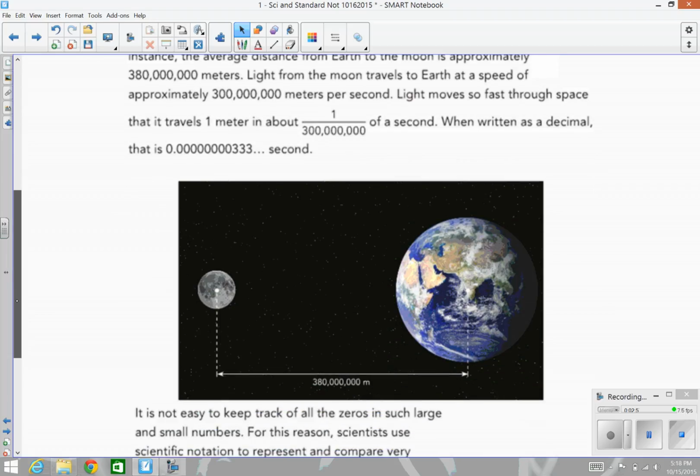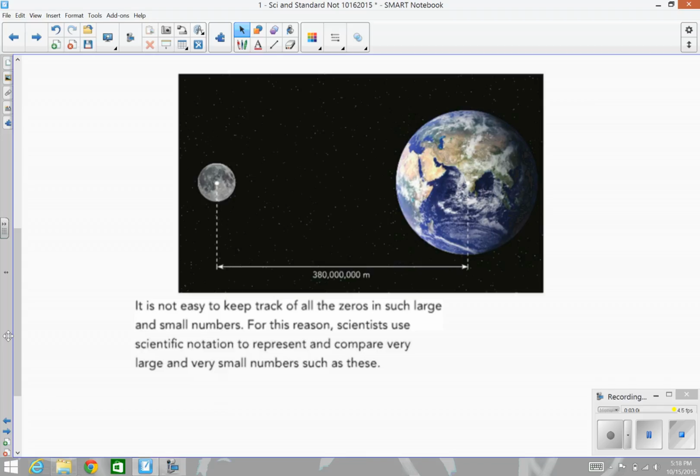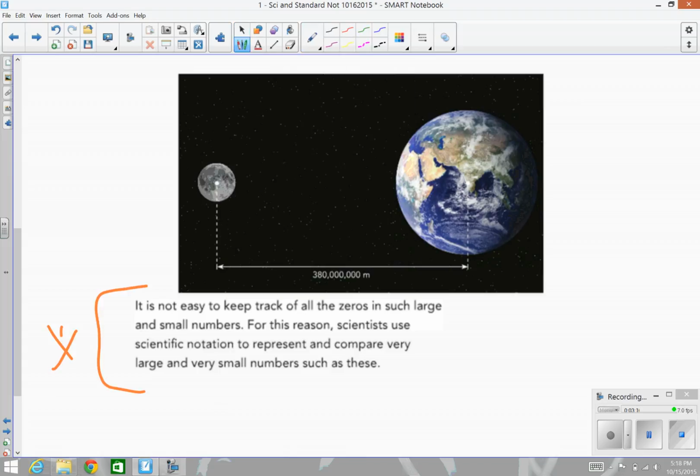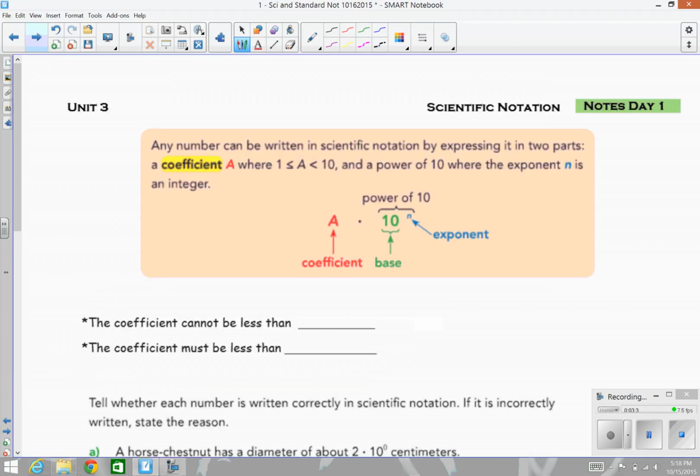Space is one of many perfect examples of when and why we want to use scientific notation. And here's the key. It is not easy to keep track of all those zeros in such large and small numbers. For this reason, scientists use scientific notation to represent and compare very large and very small numbers such as these. This is very applicable to real life and to other sciences, so this is pretty cool. Go ahead and flip the page and we'll get started.